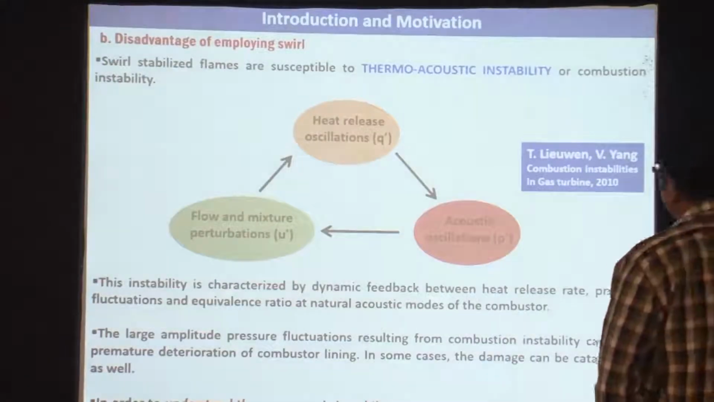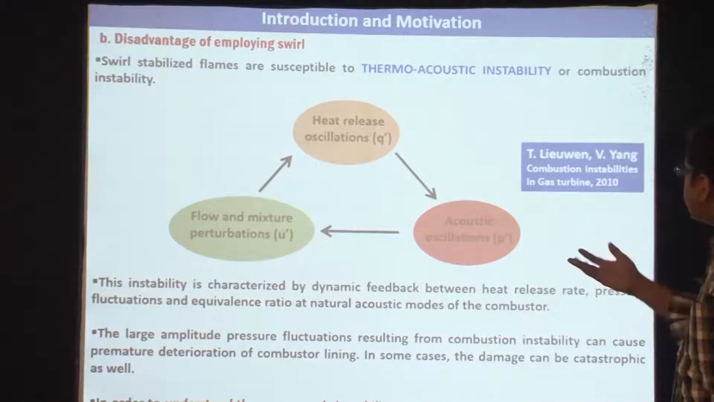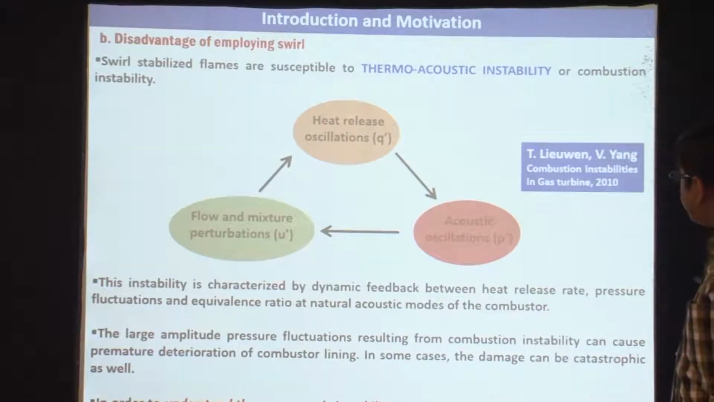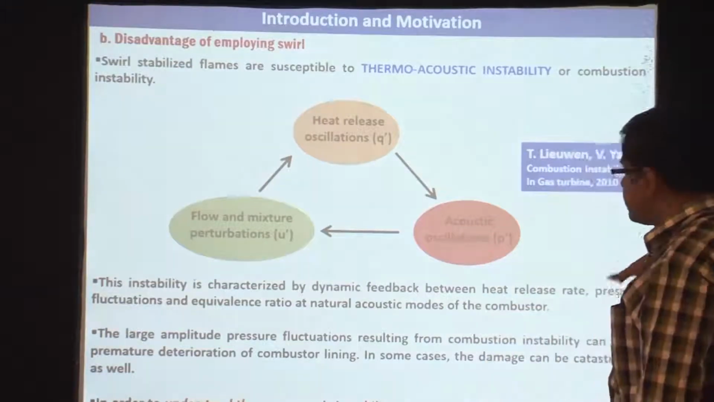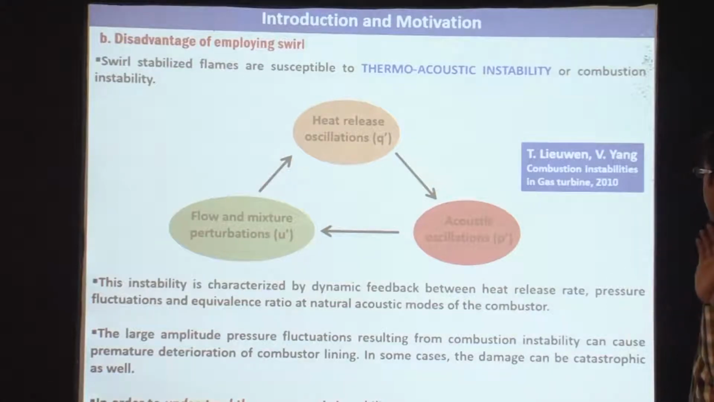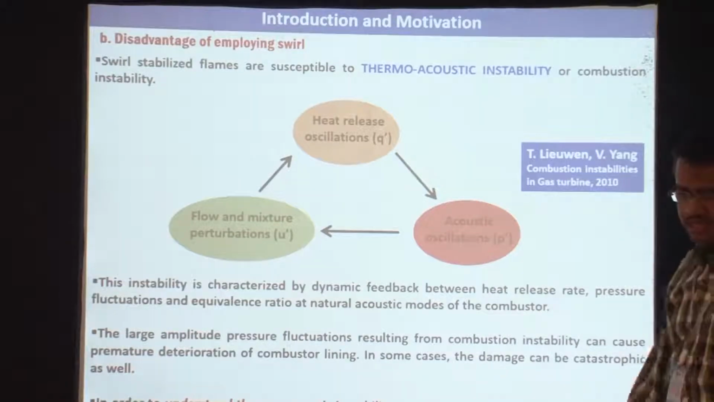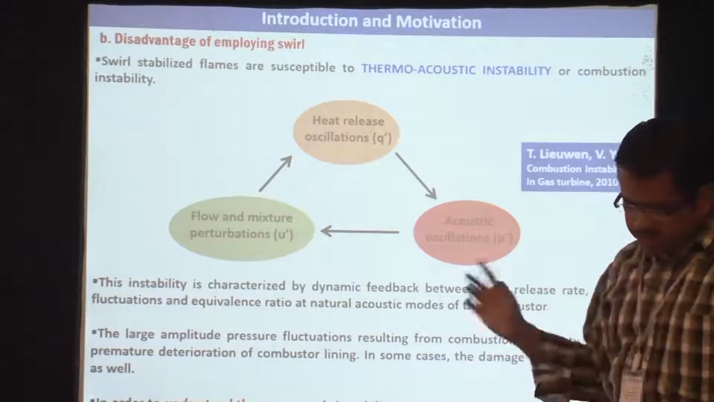One of the collateral damages of having lean combustion and swirl is the typical picture in which you have a tightly coupled interaction between the heat release, acoustic oscillations, and the flow and mixture perturbations. These 3 things combine in a loop, and it can lead to multiple instability mechanisms, the principal one of which is the thermoacoustic instability. There is a lot of literature on this as well.